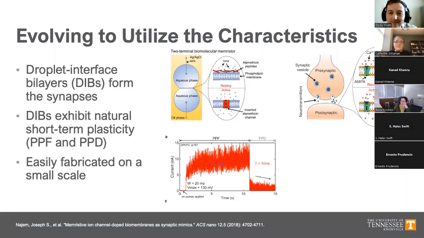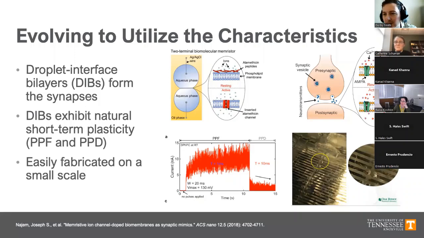They did some characterization and saw, okay, it's exhibiting natural short-term plasticity, paired pulse facilitation, and paired pulse depression in the device. And they physically made all of these, and by easily fabricated on a small scale, I mean that a graduate student pipetted these onto electrodes, and I watched him do it in the lab, right there. And you had to stand very still because in the early days, they were very fragile.